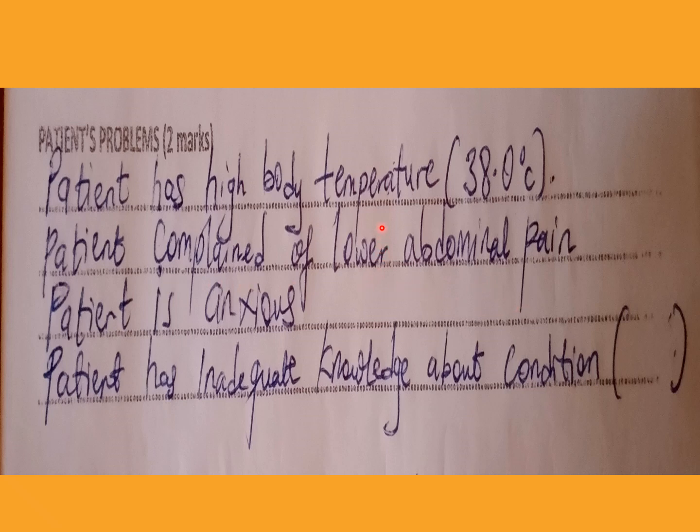So with the pain, you specify the location. So it's lower abdominal pain, or with an upper one, you specify chest pain. You can't just say patient complains of pain. Which pain? Where is the pain? Good. Patient is anxious.